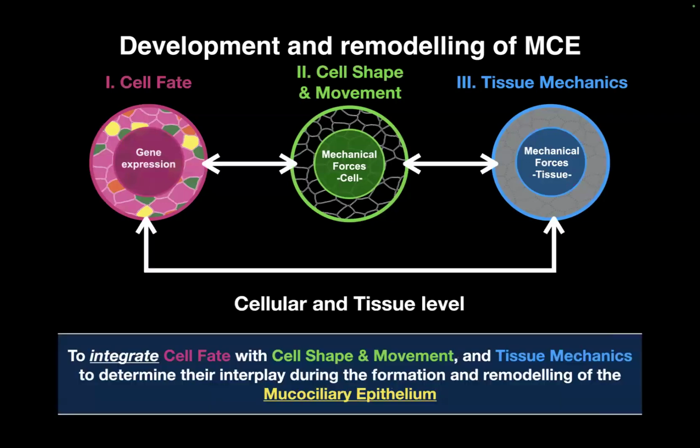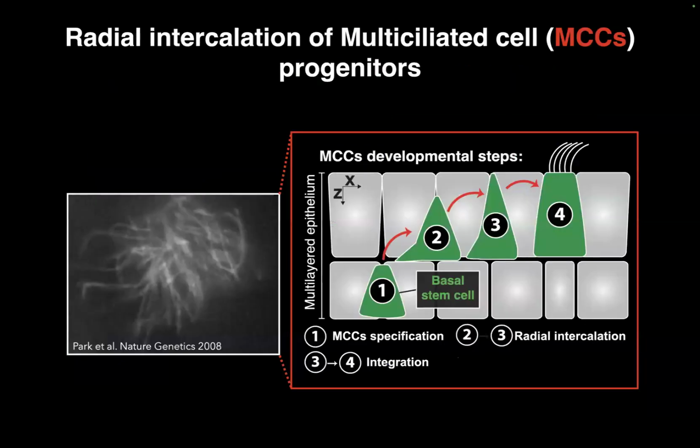Now in our lab, we're trying to integrate all of these three parameters together: cell fate, cell shape and movement, and tissue mechanics, to understand how these parameters work together during the formation of tissues during development, but also during pathological remodeling. So we started looking at the interplay between these processes by looking at the differentiation of multiciliated cells.